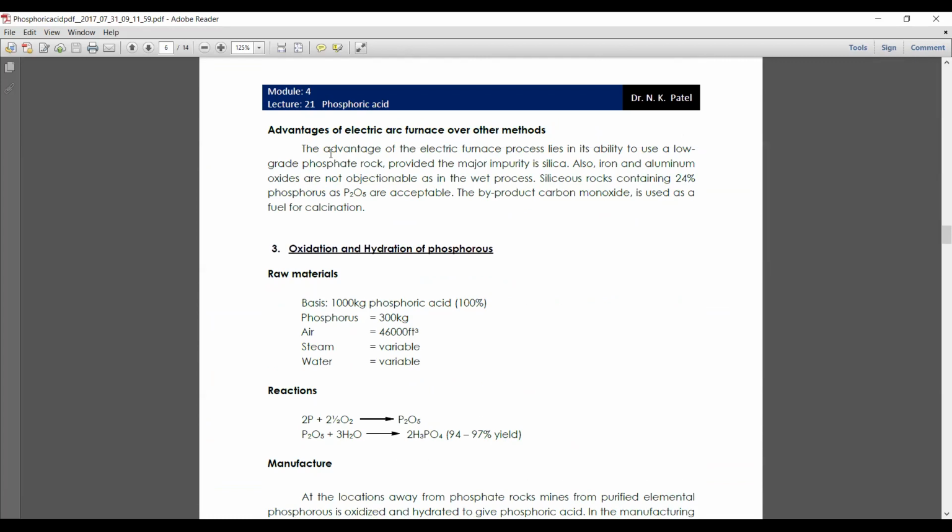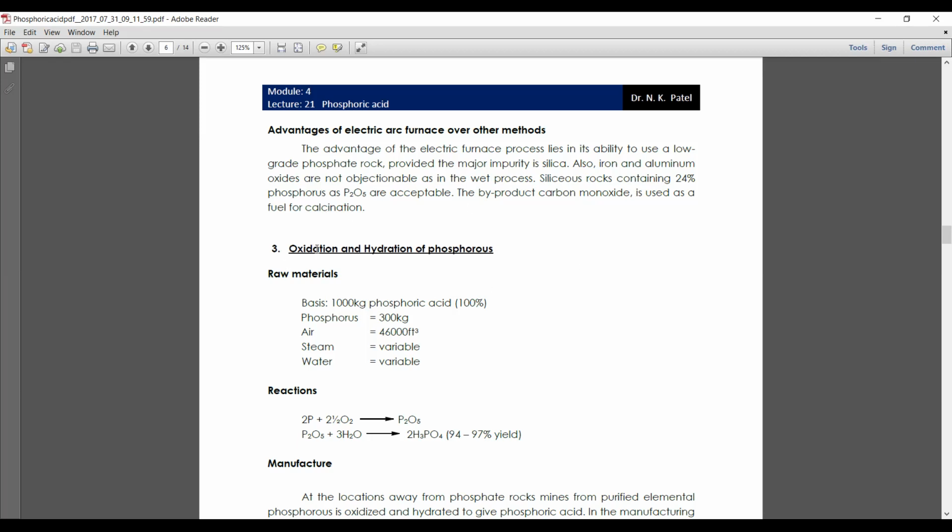What is the advantage? The advantage of the electric furnace process lies in its ability to use very low grade phosphate rock, provided the major impurity is silica. Also, iron and aluminium oxide are not objectionable as in the wet process. Siliceous rocks contain 24% phosphorus as phosphorus pentoxide, and this is acceptable. The byproduct carbon monoxide is used as a fuel for calcination.